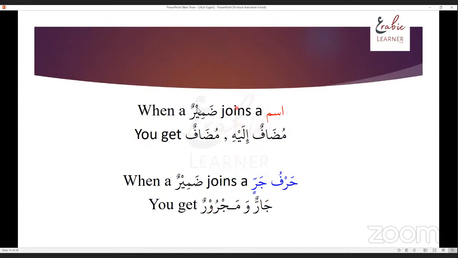So both the cases that you learnt yesterday showed that dhamir goes into majroor state, the jar state. How it will go into nasab state is out of scope for now. Inshallah, it will be taught to you very soon. But as of now, you have learned two cases, and in both situations the Dhamair Muttasil is Majroor.